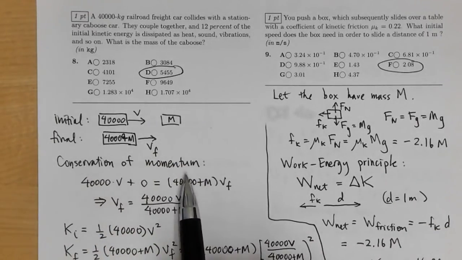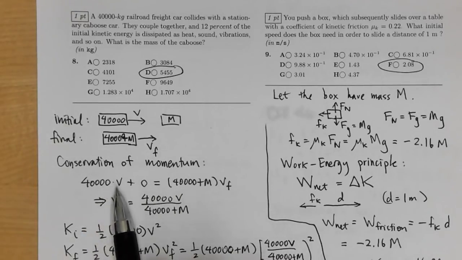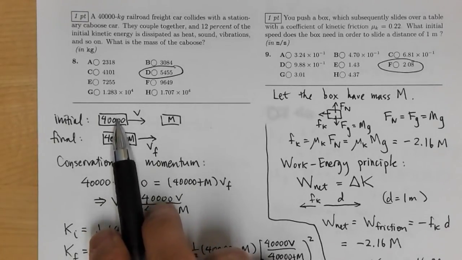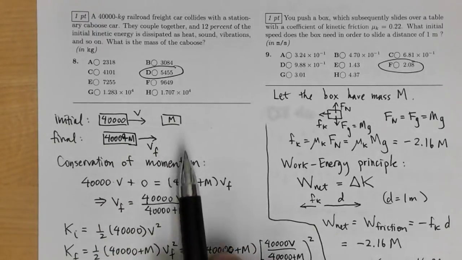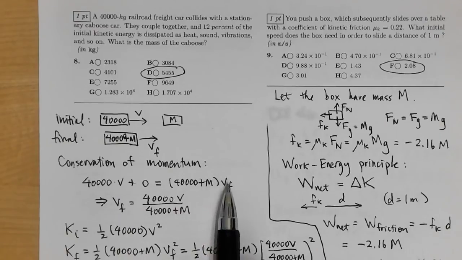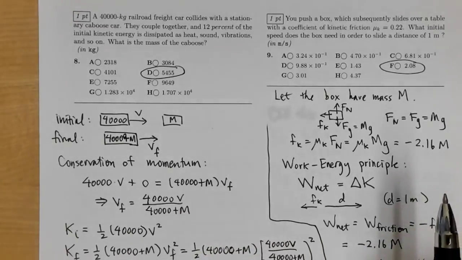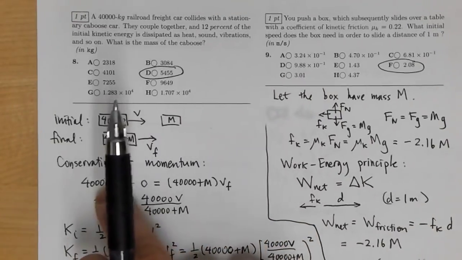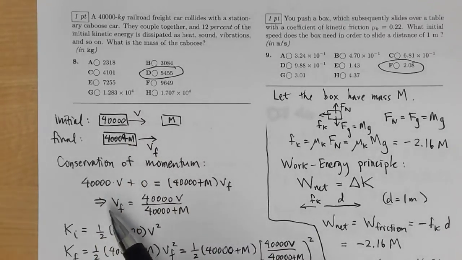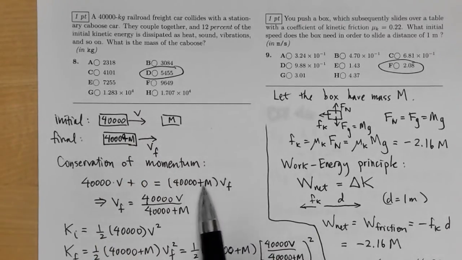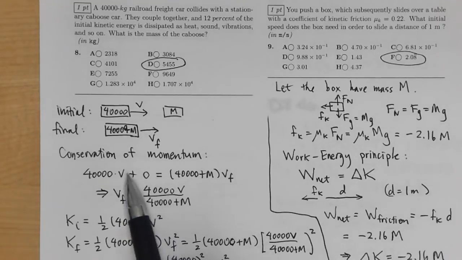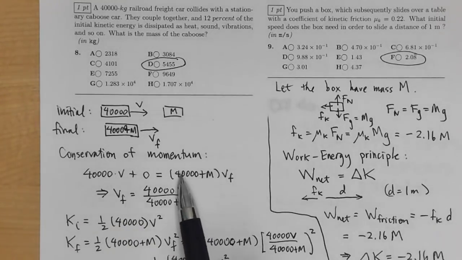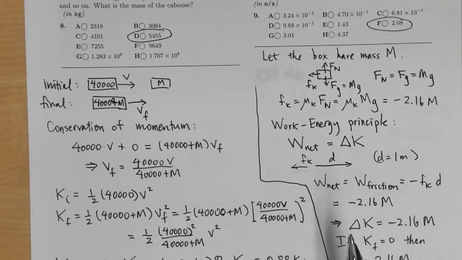So now we have conservation of momentum. We have 40,000 v plus 0, that's m times v, plus m times 0, so that's 0 here. And then we have 40,000 plus m times v final. Okay, so this is the initial total momentum, and this is the final total momentum. Now let's solve for the final velocity. Final velocity is 40,000 v divided by 40,000 plus m.